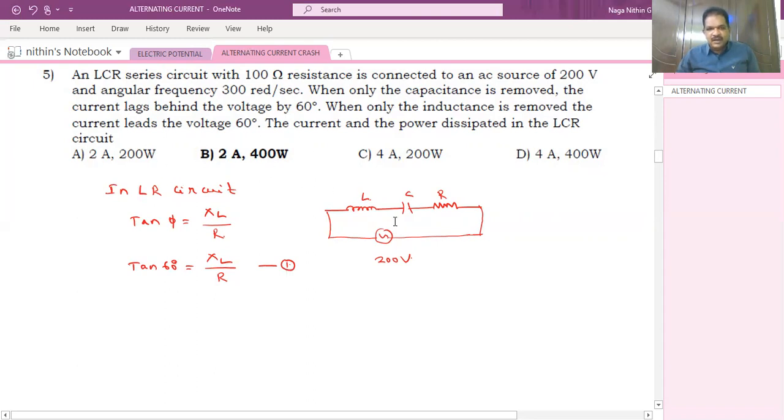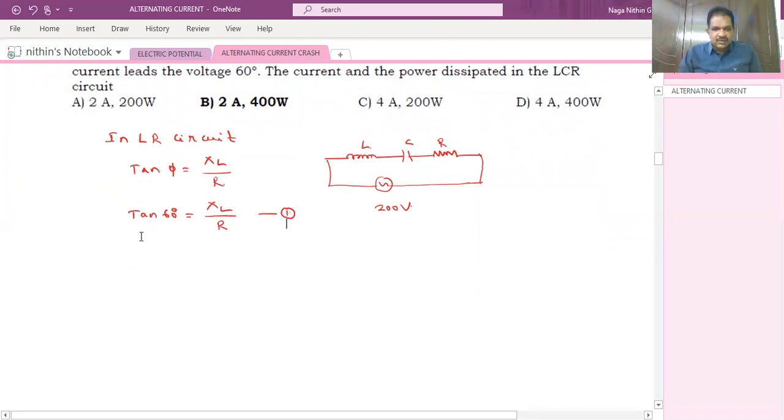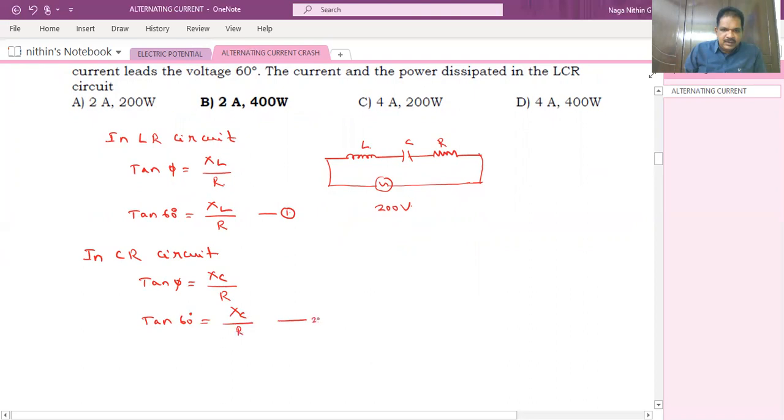Now L removed means the circuit will become a CR circuit. So in a CR circuit, tan phi is equal to XC by R. Tan 60 is equal to XC by R. Let it be the second equation.